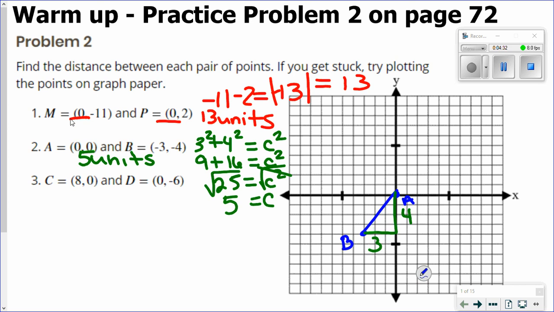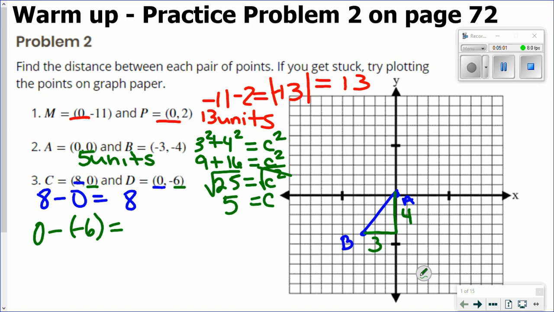So I'm going to go ahead and first find the change in my x's. So that would be 8 minus 0, which is 8. And 8 is positive, so I don't have to worry about taking the absolute value. So that's a positive distance of 8 units for one of the legs of the right triangle. And then I'm going to go ahead and calculate the distance in y. So I'm going from 0, and the change is from 0 and take away negative 6.